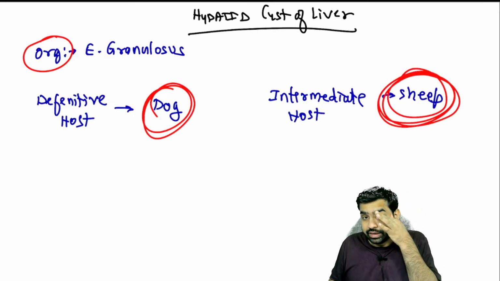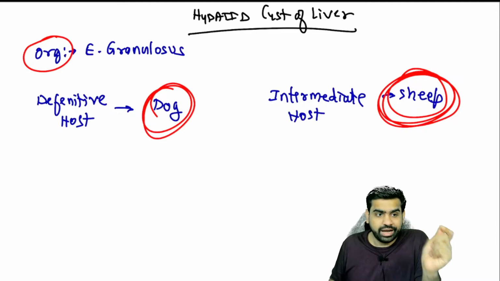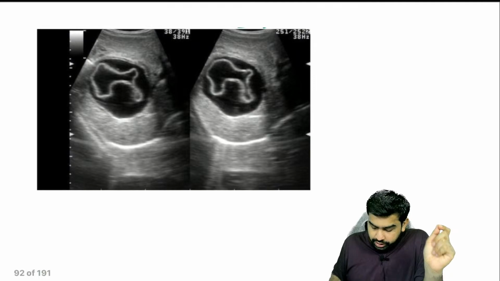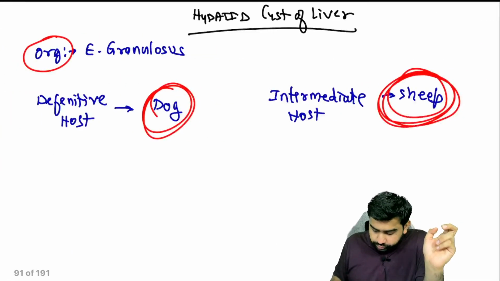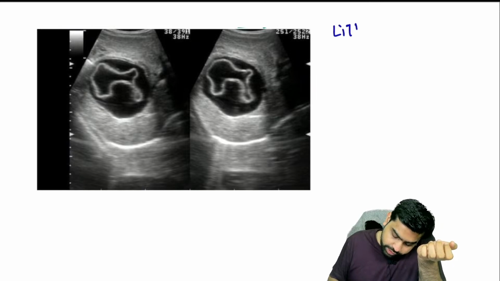Okay, so that is what cattle is. Man is basically an accidental host in this. That's what you need to understand here. Now what are you seeing here? This is what is called a lily sign, the water lily sign.